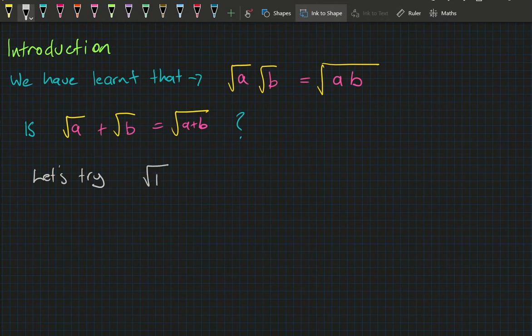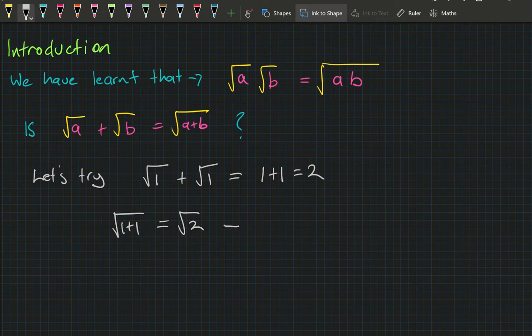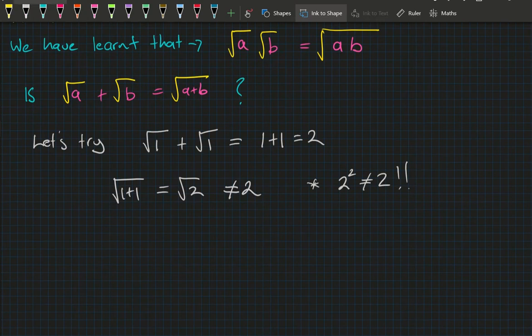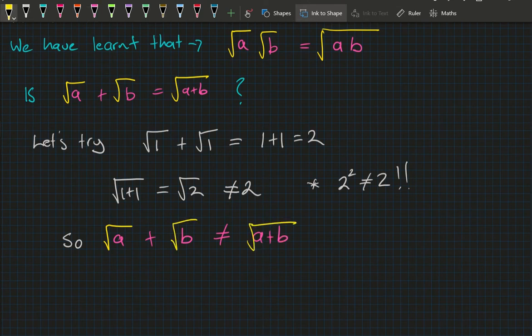So to test this out, let's just try one simple numeric example. And there's nothing simpler than the square root of 1 plus the square root of 1. And that's because the square root of 1 is 1. So now we have 1 plus 1, which equals 2. So the square root of 1 plus 1 is equal to the square root of 2, because I'm sure you agree with me that 1 plus 1 is equal to 2. And we all know that the square root of 2 is definitely not 2, because 2 squared is not equal to 2. So we can see from just one example that the square root of a plus the square root of b is not equal to the square root of a plus b. In fact, this is true for all cases other than both a and b being 0.